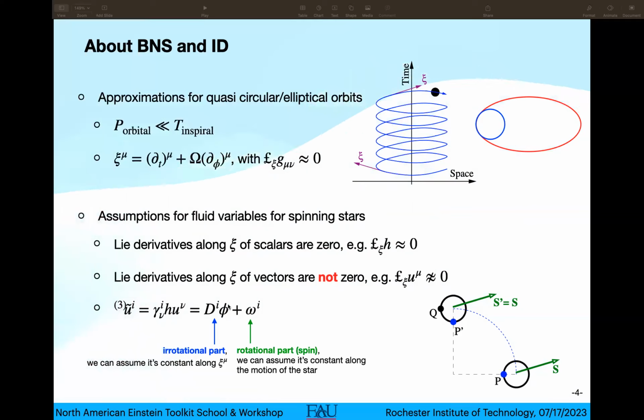So something to remember from this slide is that the velocity is separated into two parts. The phi is a field of the velocity which we can deal with using the Lie derivative of the Killing vector, and there is some additional component related to the spin.